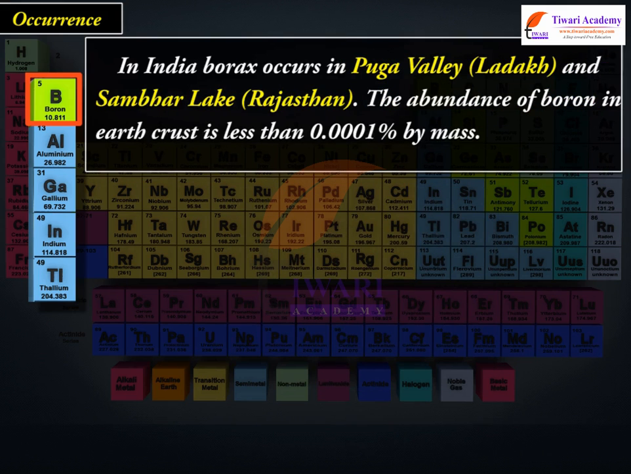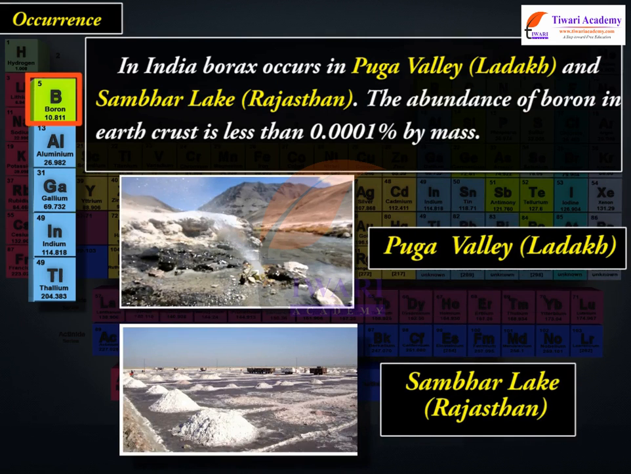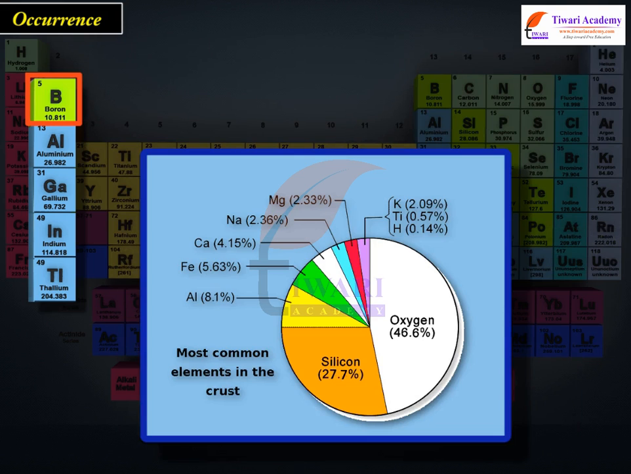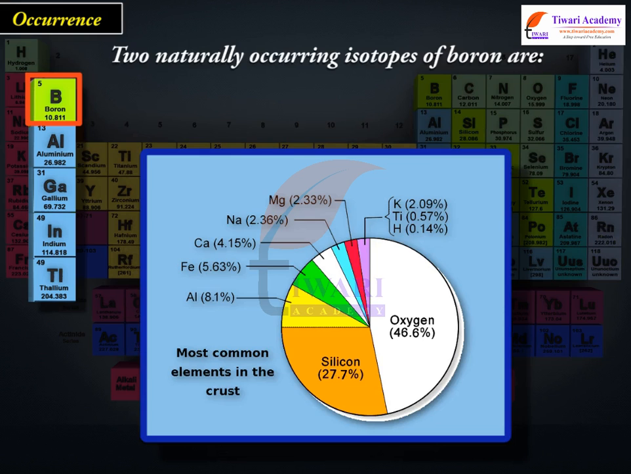In India, borax occurs in Pagha Valley, Ladakh, and Sambar Lake, Rajasthan. The abundance of boron in the Earth's crust is less than 0.0001% by mass. Two naturally occurring isotopes of boron are boron 10, 19%, and boron 11, 81%.